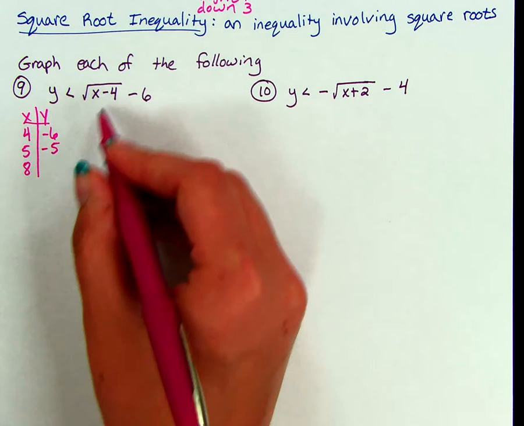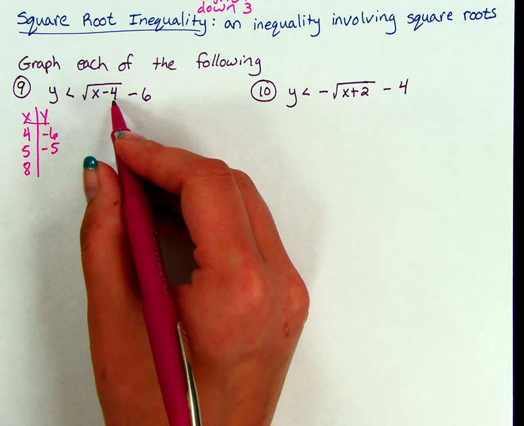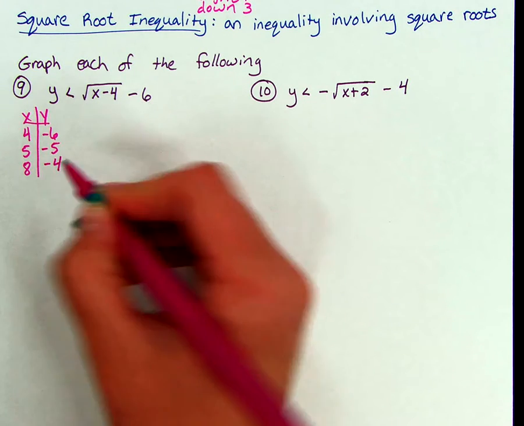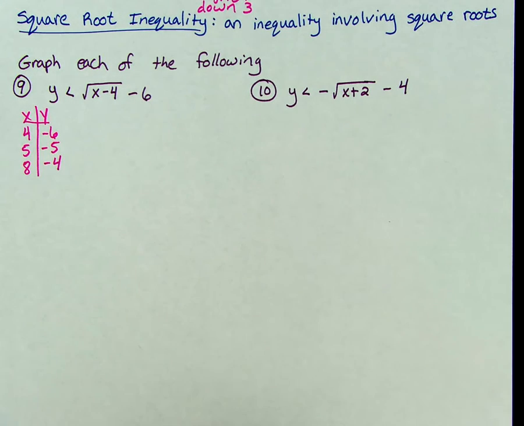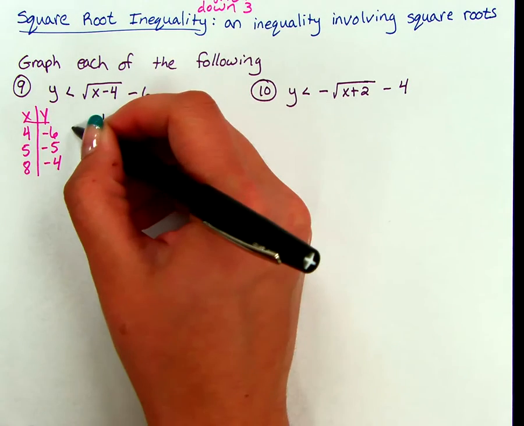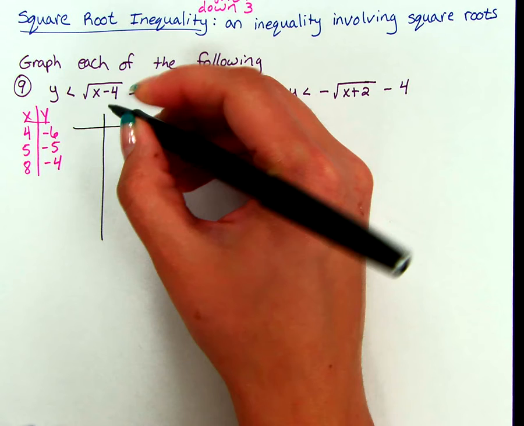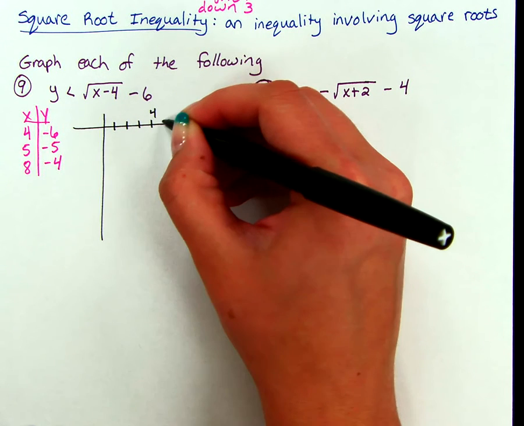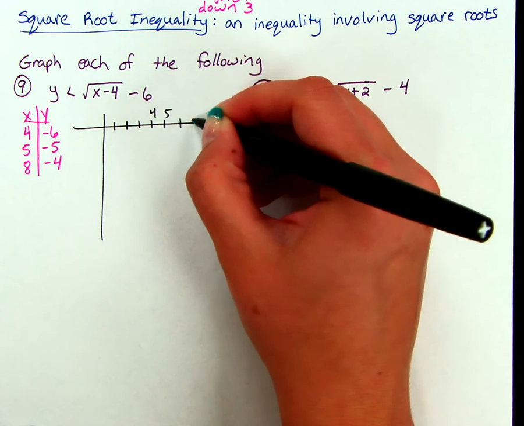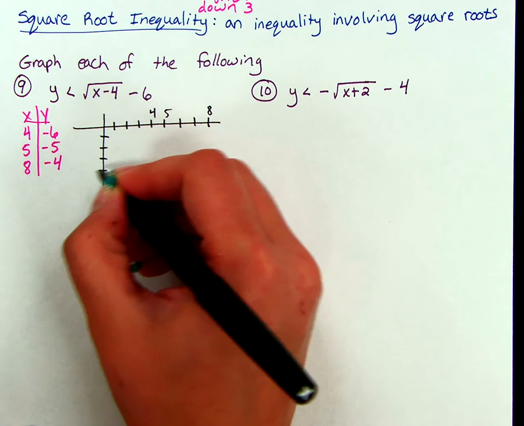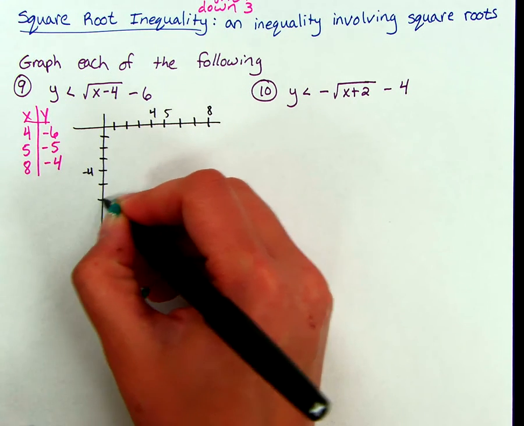All right, so again, 8 minus 4 is 4. Square root of 4 is 2. 2 minus 6 is -4. All right, so if we graph, again, I would use graph paper if you have it. So 1, 2, 3, 4, 5, 6, 7, 8. And then 1, 2, 3, 4, 5, 6.